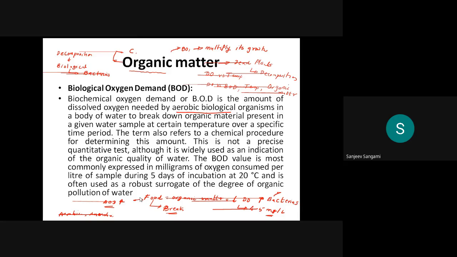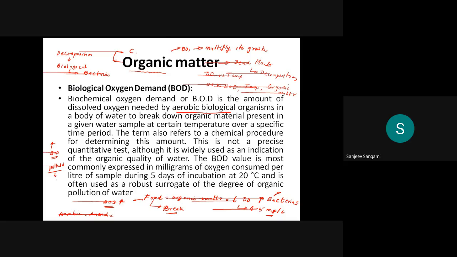So this experiment has to be conducted in the laboratory, whatever I am talking about with this BOD. If BOD is high, if BOD is more, then I can say that the water is polluted. More organic matter means more BOD, and then it is more polluted. Then we have to decrease this BOD.